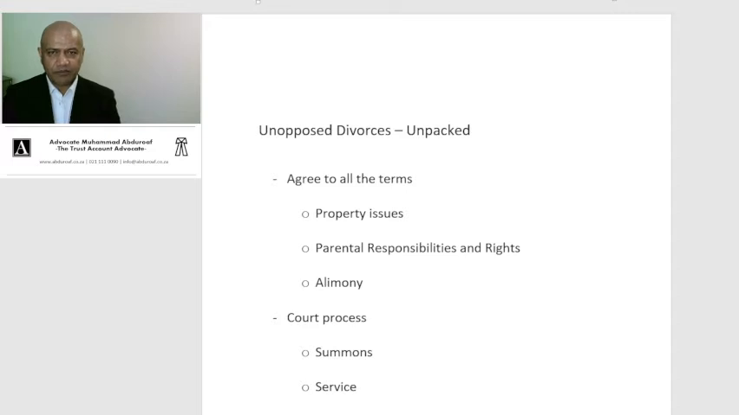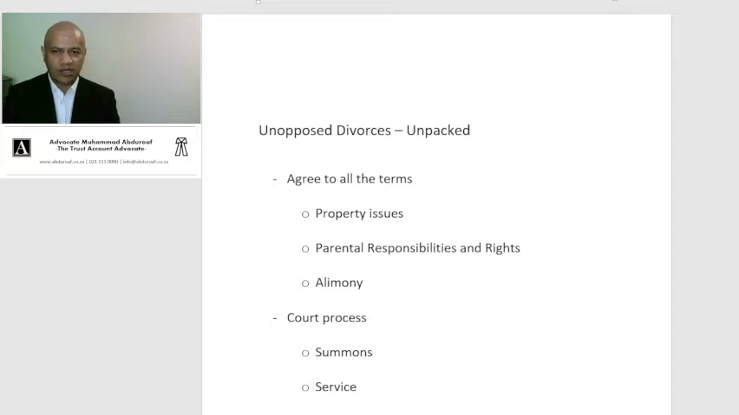And remember, it might sound elementary, but we cannot divorce people who are happily married. There should be problems in a marriage. They have concluded, they have agreed upon everything. Wonderful. Now what needs to be done for an unopposed divorce process to take place? They have to decide who will be the plaintiff and who will be the defendant.